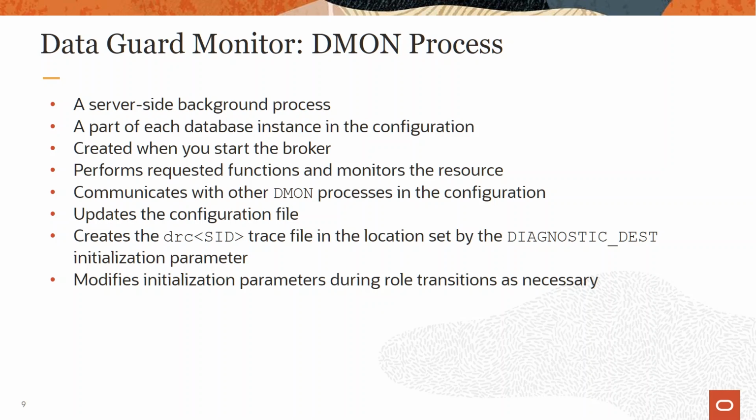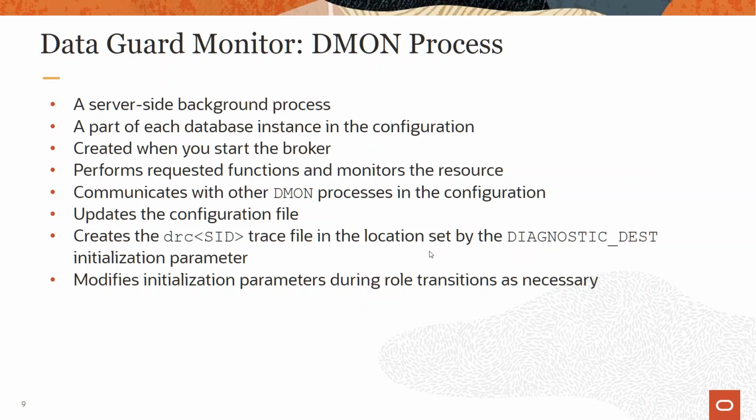When you attempt to create a Data Guard broker configuration before starting the DMON process, the Data Guard broker will complain that your DMON process is not yet available, something like that. The DMON process performs the requested functions and monitors the resource. It communicates with other DMON processes, and it also updates the configuration file. It also creates a DRC trace file in the diagnostic directory.